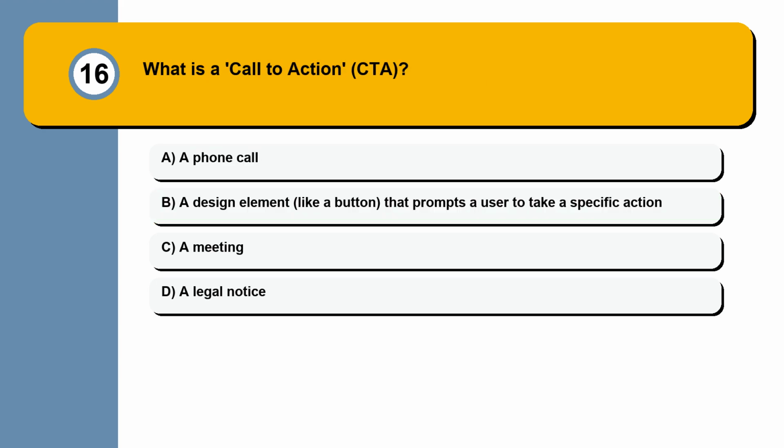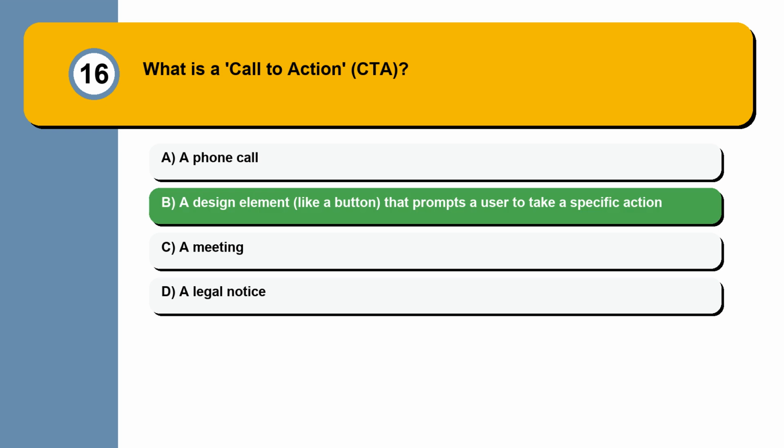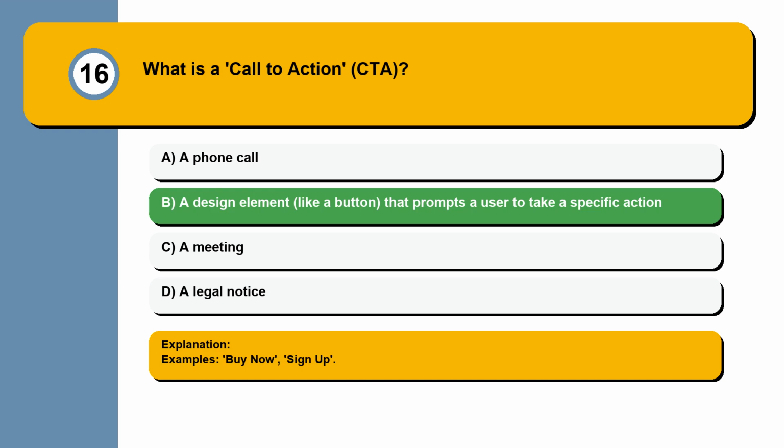Question 16. What is a call to action, CTA? A phone call. A design element, like a button, that prompts a user to take a specific action. A meeting. A legal notice. Examples: buy now, sign up.